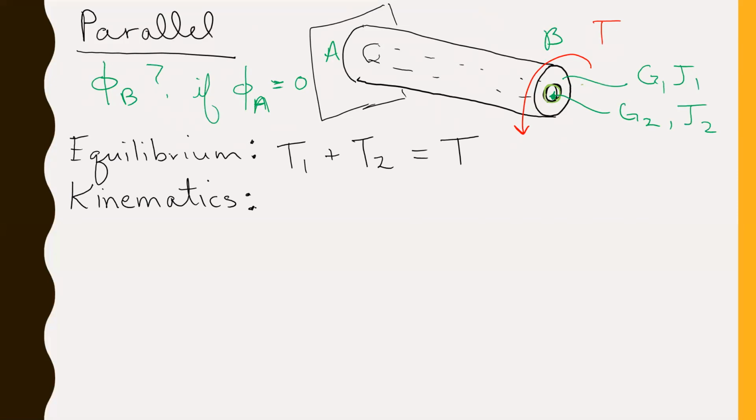Okay, so for kinematics, what do we know to be true about the deformation? Yeah, so more specifically, the rotation of B relative to A for member 1 is equal to the rotation of B relative to A of member 2. And we can just state that as the rotation of B relative to A.